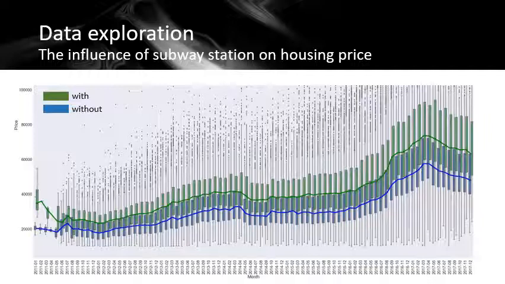From the box plot shown in the slide, in early 2011, the houses with subway nearby have much higher median unit prices than the ones without. After that, the difference between them is first relatively small, and then growing larger as time goes by.